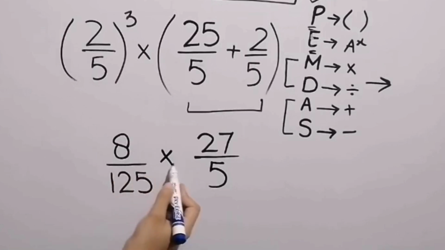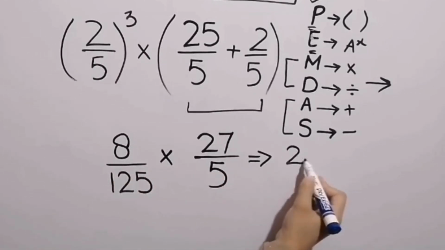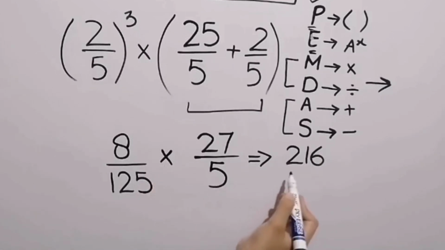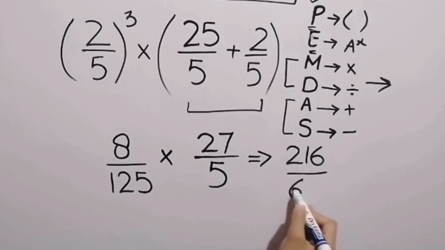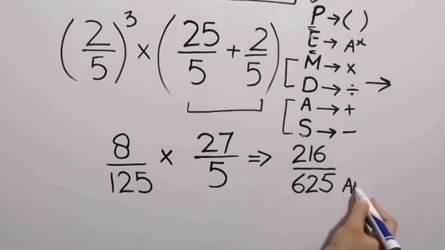Now multiply both the numerators. 8 times 27 equals 216. Finally multiply both the denominators. 125 times 5 equals 625. This is the final answer to this question.